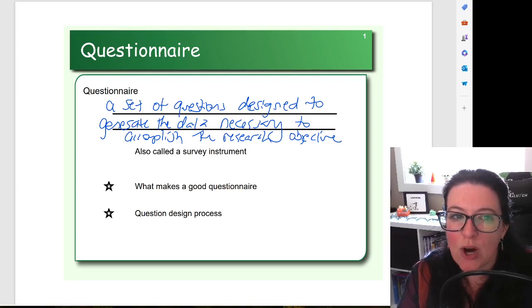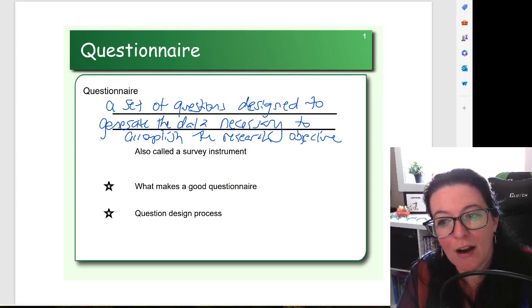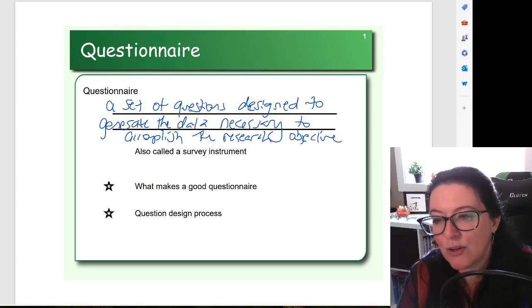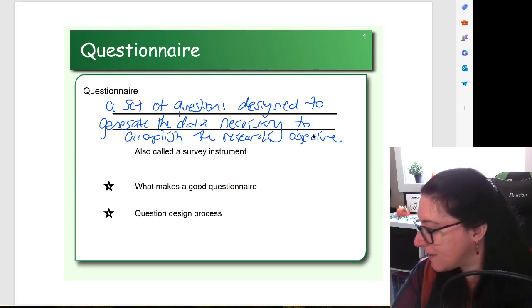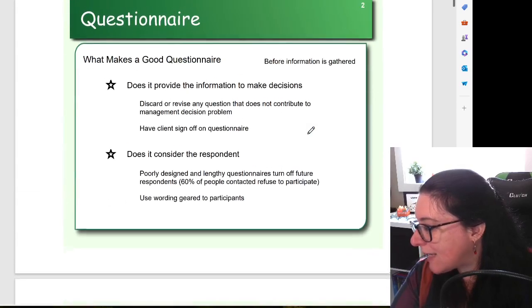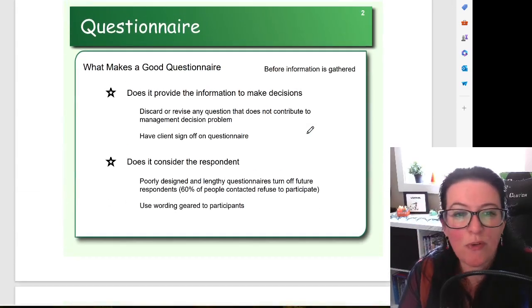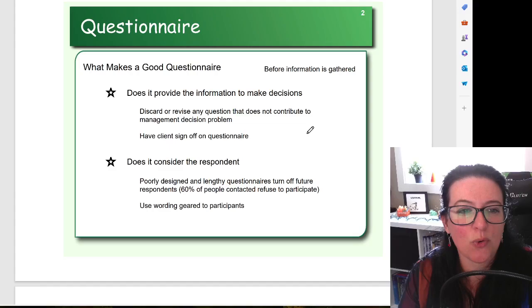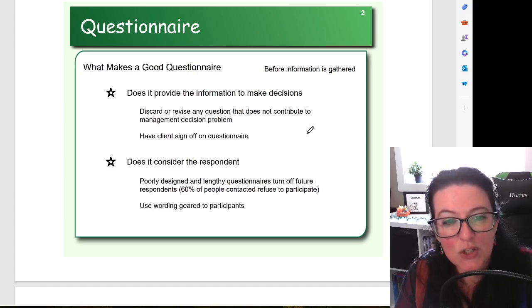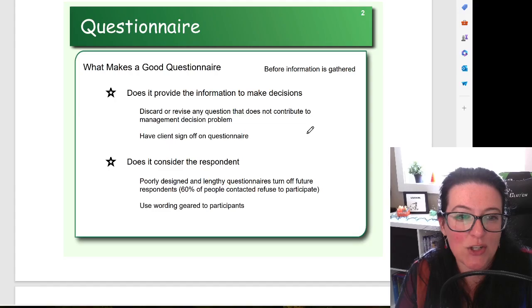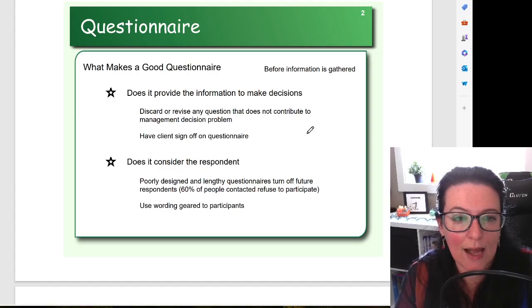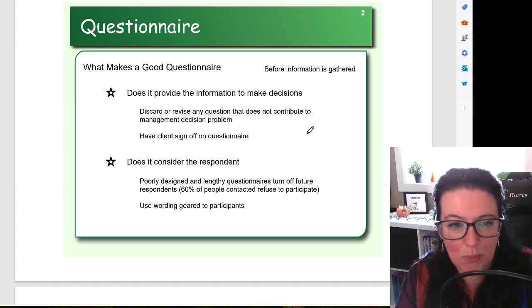And what we want to do is talk about what makes a good questionnaire and the questionnaire design process. So we're going to go through the questionnaire design process and look at good questions and bad questions. All right, so what makes a good question? Before we even start generating the questions, we need to know what are the decisions or the actions that our organization would take based on the information that's developed. So we really only want to have questions and collect data that help solve that management decision problem.